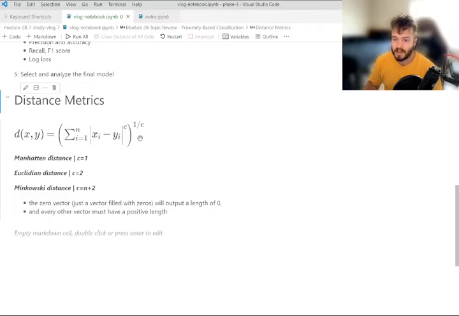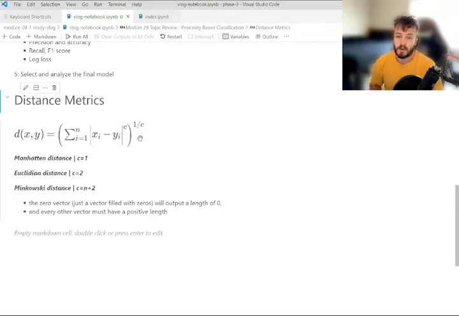Minkowski distance is a little weird, but it's also probably the most generalized version. You see where I have c equals n plus 2. All that really means is that Manhattan distance and Euclidean distance are special cases of Minkowski distance. So we give them an honorable mention, but Minkowski distance is really where those come from, and they're just different values for c. Minkowski distance could be c equals 5 or c equals 7 or whatever.